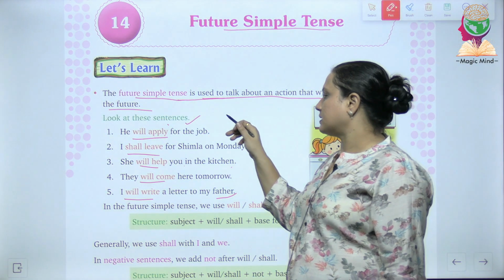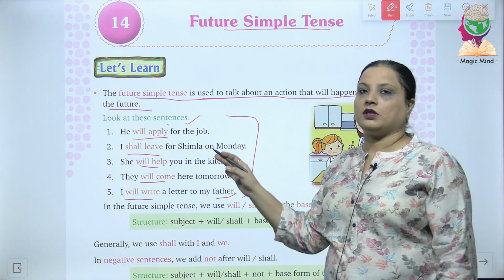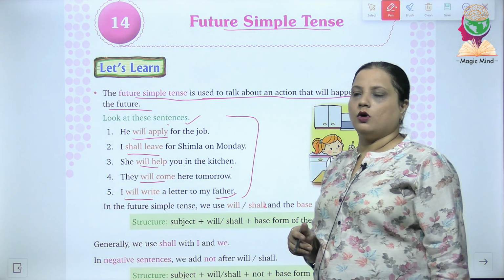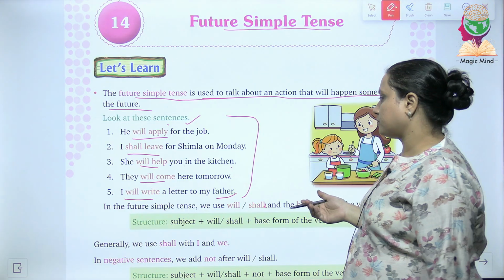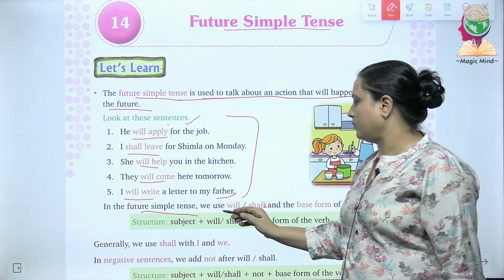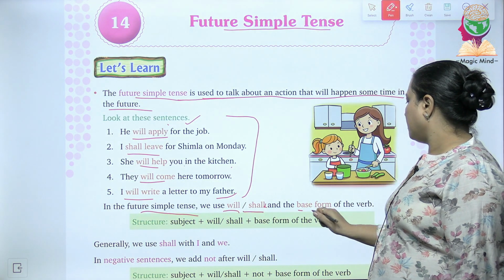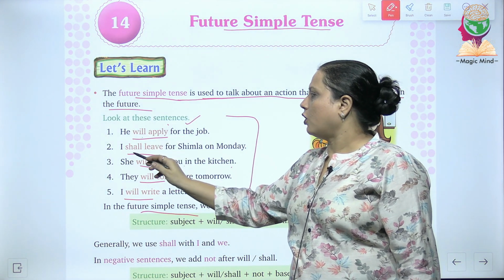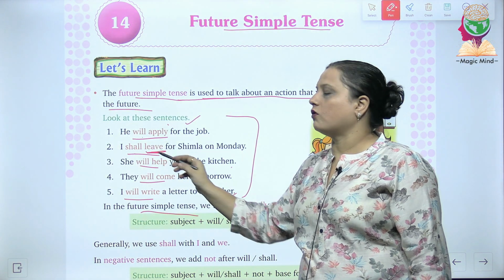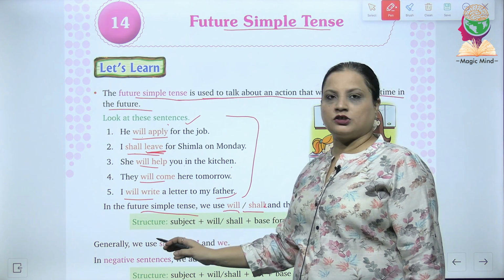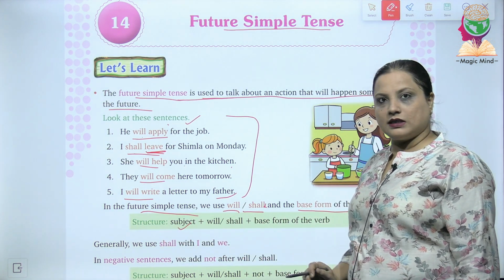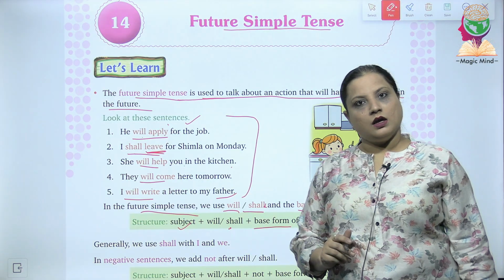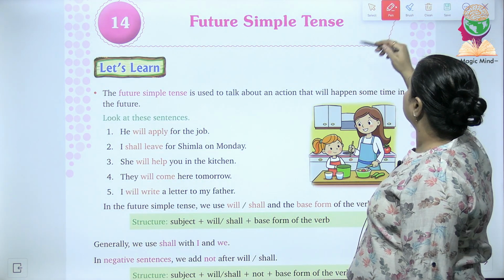Now in all these sentences, they are talking about something that is about to happen in the future, tomorrow or maybe day after tomorrow. In the future simple tense, we use will and shall and the base form of the verb. The structure will be likewise. First we will write the subject, then will or shall, and then the base form of the verb.